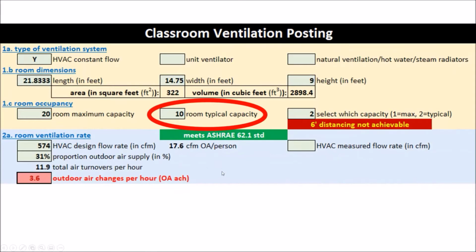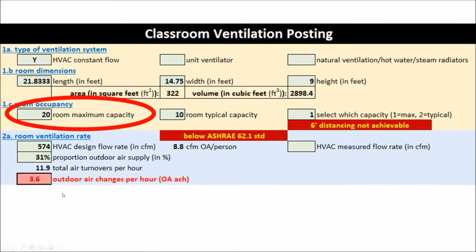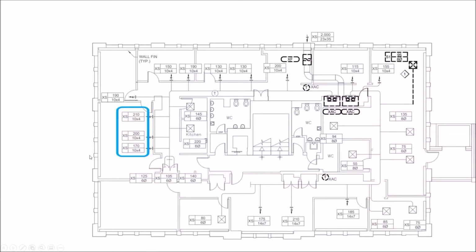Mind you, these are ASHRAE standards pre-pandemic. During the pandemic, ASHRAE has upped the amount of air buildings should take in to 6 to 12 air changes. And so we've only got 3.6 air changes, so we're not meeting the 6 to 12 yet. If we look at the maximum capacity, we can't distance and we can't even achieve the ASHRAE standards, and we're not doing too good.